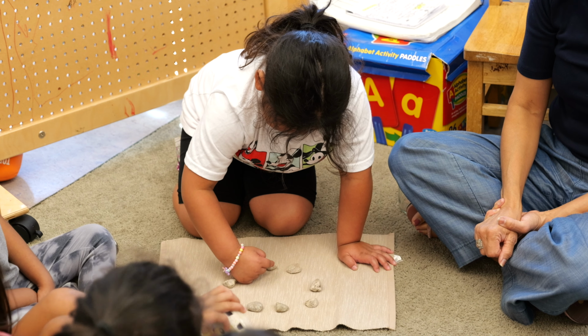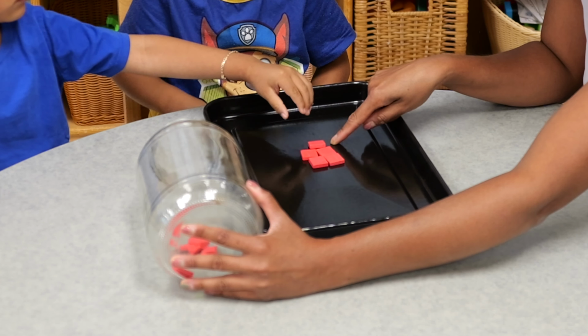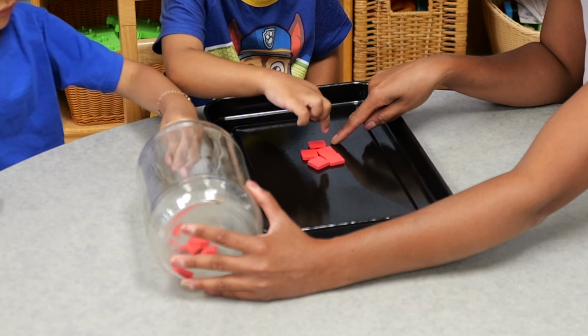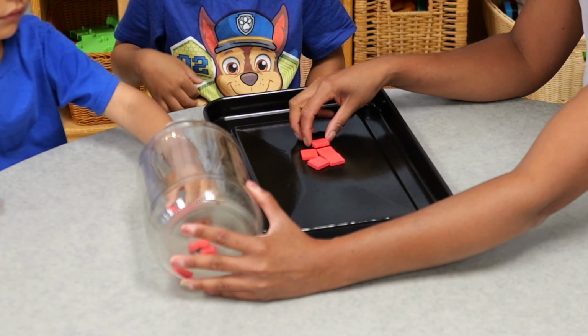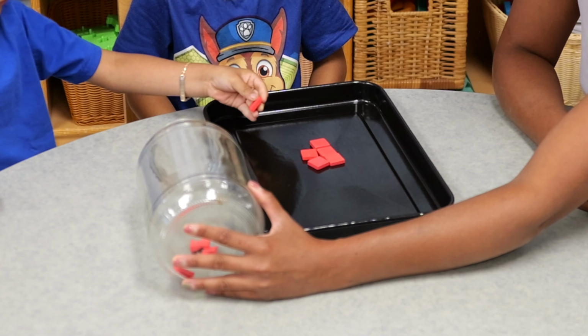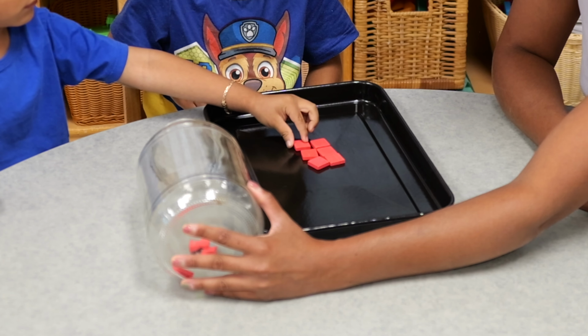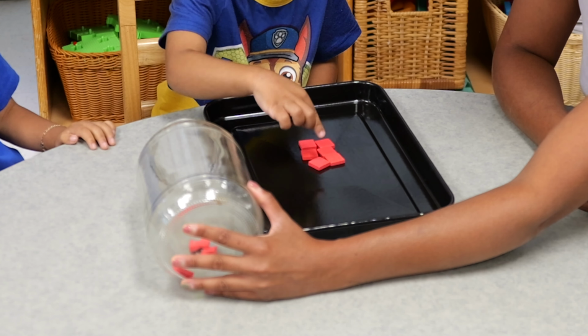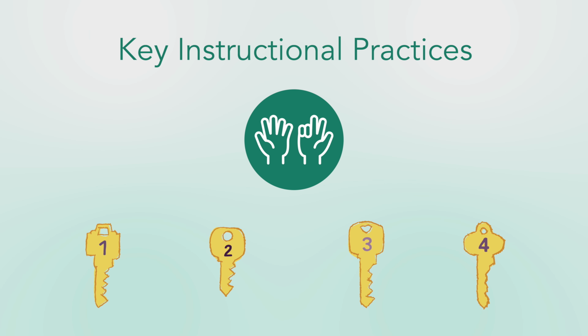The materials you'll need for this activity are a large clear jar or other clear container, objects to count, and a tray. Please refer to the activity instructions for how to individualize for your classroom. This activity provides the opportunity to use the following key instructional practices for meaningful counting.